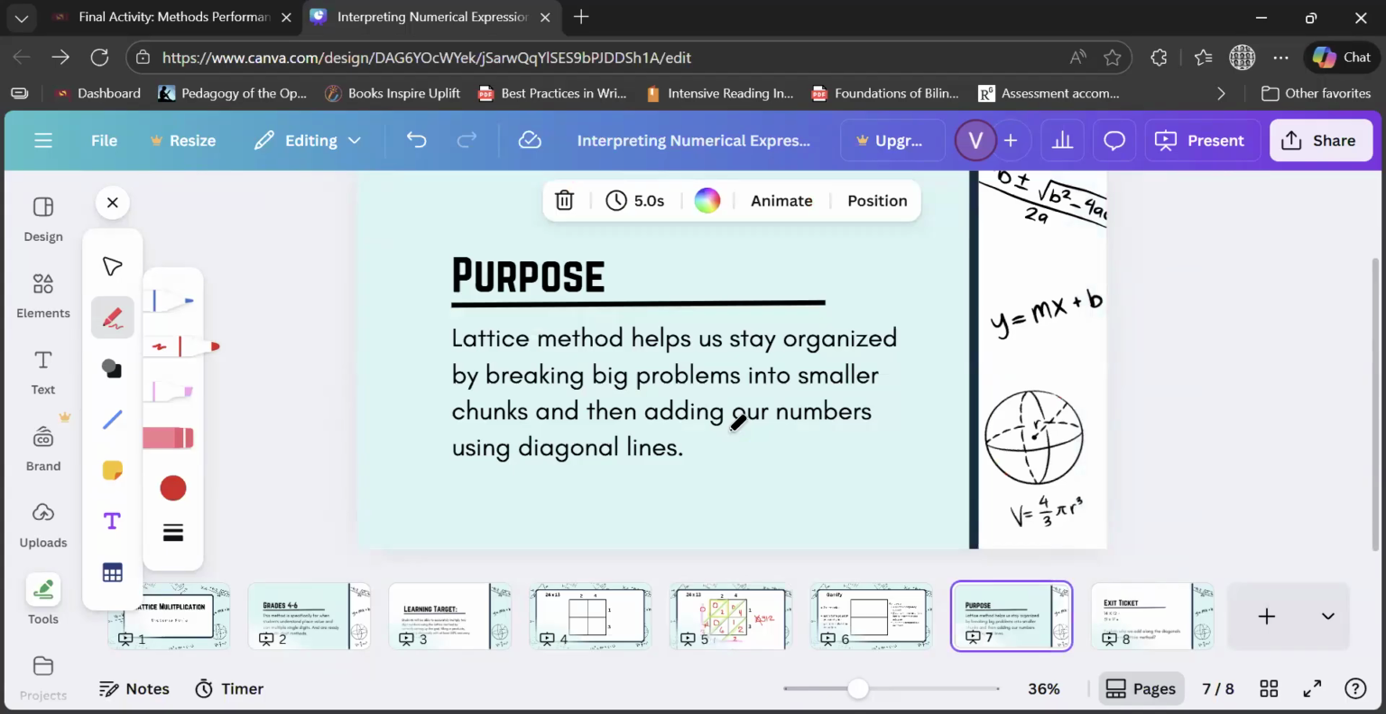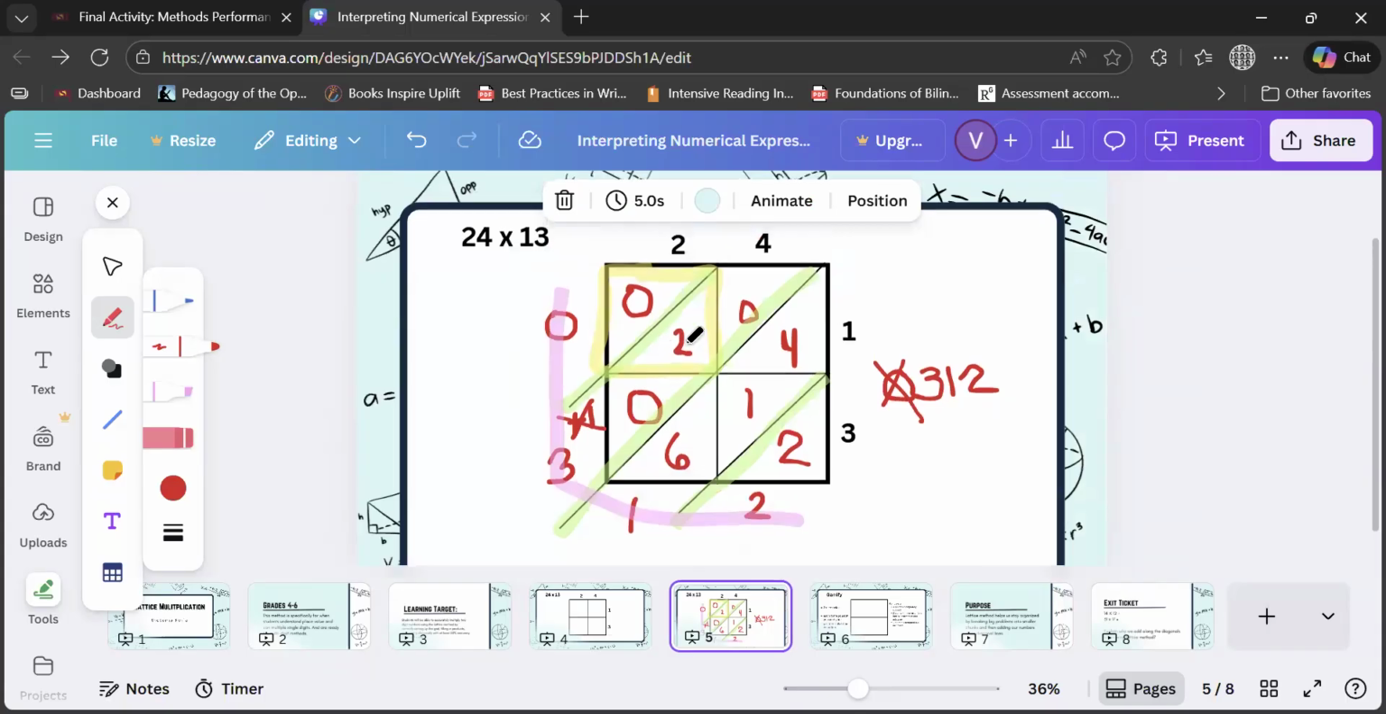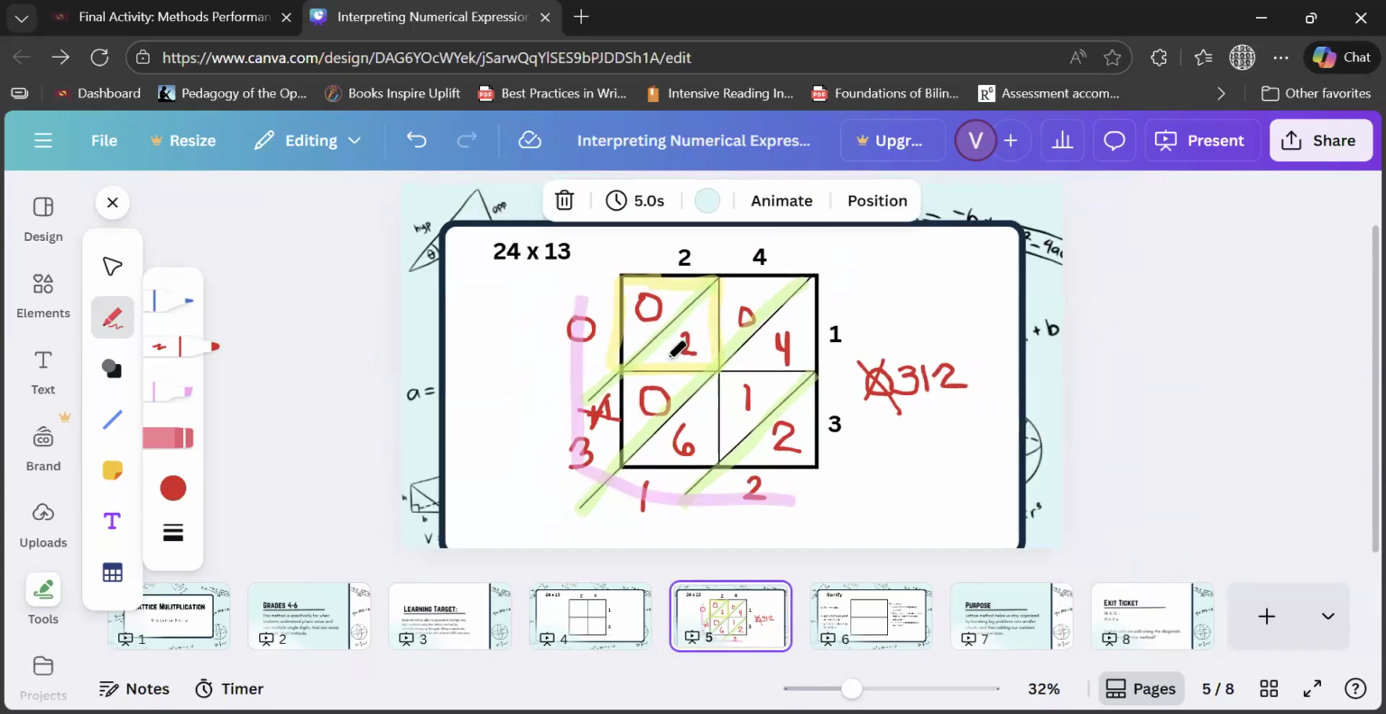The purpose of the lattice method is that it helps us stay organized by breaking down big multiplication problems into smaller chunks. The smaller chunks make it easier to multiply, doing single digits like this and then placing them in the tens and ones places. And it also breaks down the chunks of adding together, using our diagonal lines.